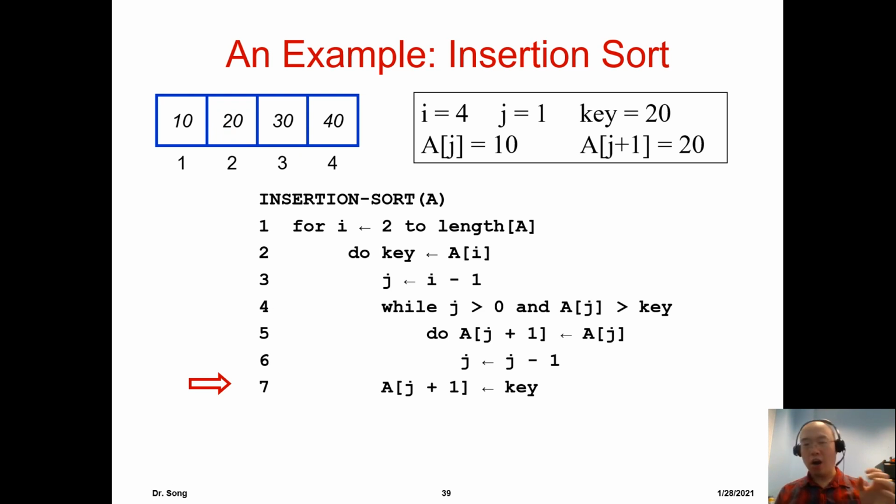We are maintaining a sorted portion, and the sorted portion starts from the very first value, and then we expand that to the first two values, and then we expand that to the first three values, and every time we have a new value, we may have to shift some of the values to the right side in order to plug in the new value. That is the insertion part. Okay, so this is the thinking of the insertion sort.